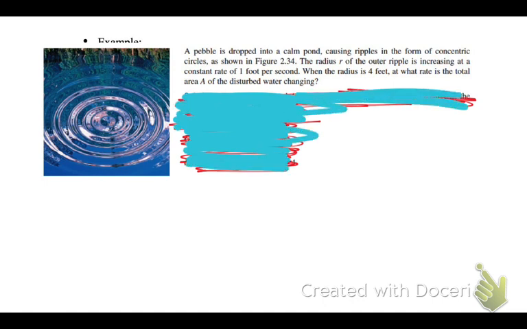So the things I told you that you had to have are what? An equation, a given, and a find. Okay. An equation, a given, a find. So I have an equation. Given. And a find.